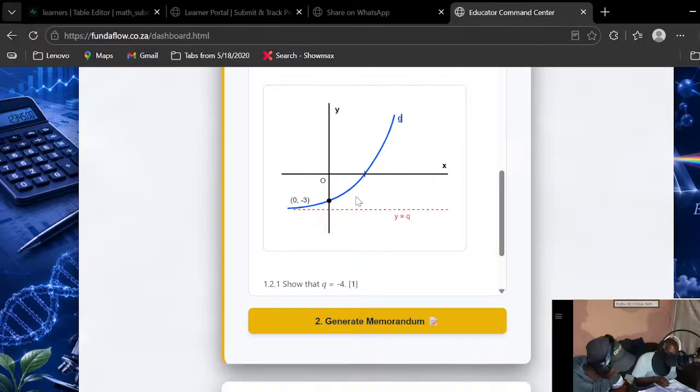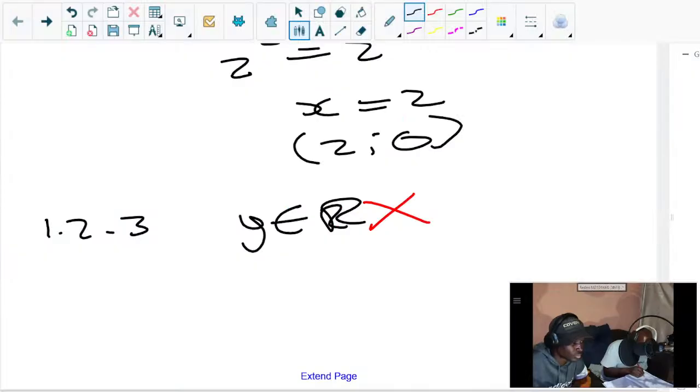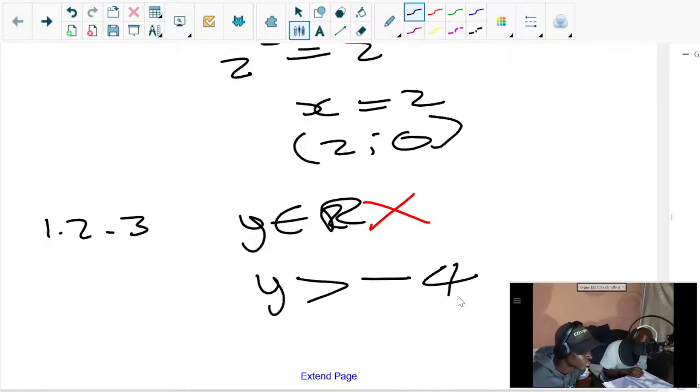I think there's a better way to explain this. I will try to look for it when we meet tomorrow. So what we're going to say to them is that Y is greater than the asymptote. It cannot touch the asymptote, so it cannot be greater than or equal to, it's just greater than the asymptote. Our asymptote is -4. So Y is going to be greater than -4.